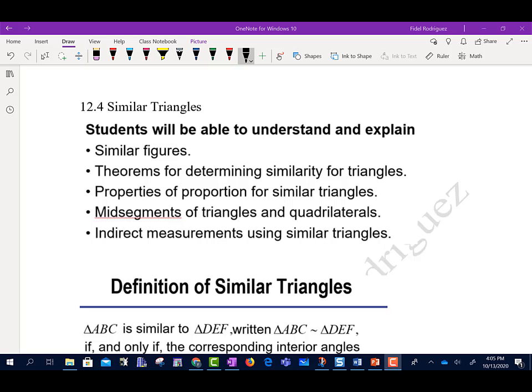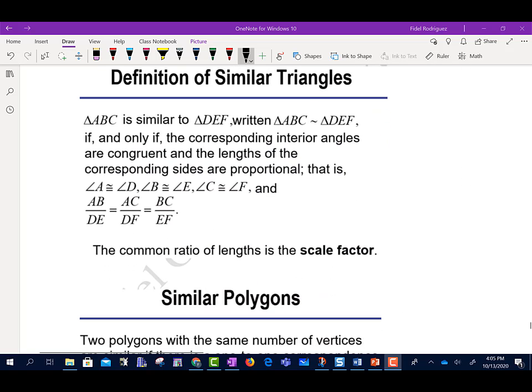Section 12.4 talks about similar triangles. So in this section, we'll be able to understand similar figures, theorems for determining similarity for figures, properties of proportion for similar triangles, mid-segments of triangles and quadrilaterals, and indirect measurements using similar triangles. So let's first talk about similar triangles.